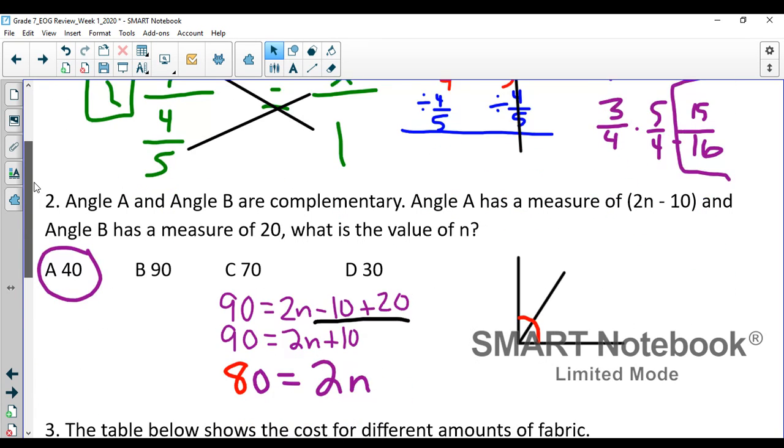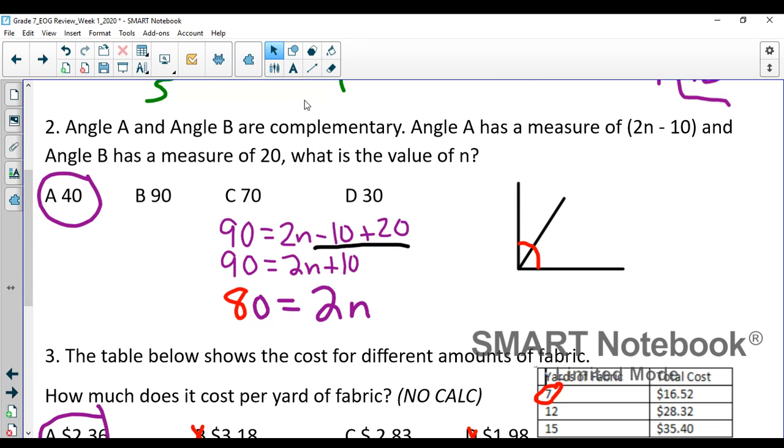Number 2, angle A and B are complementary. That is a key word. Complementary means they add up to 90 degrees. So what I did automatically is I made a right angle. Angle A has a measure of 2n minus 10. Angle B has a measure of 20. What is the value of n?